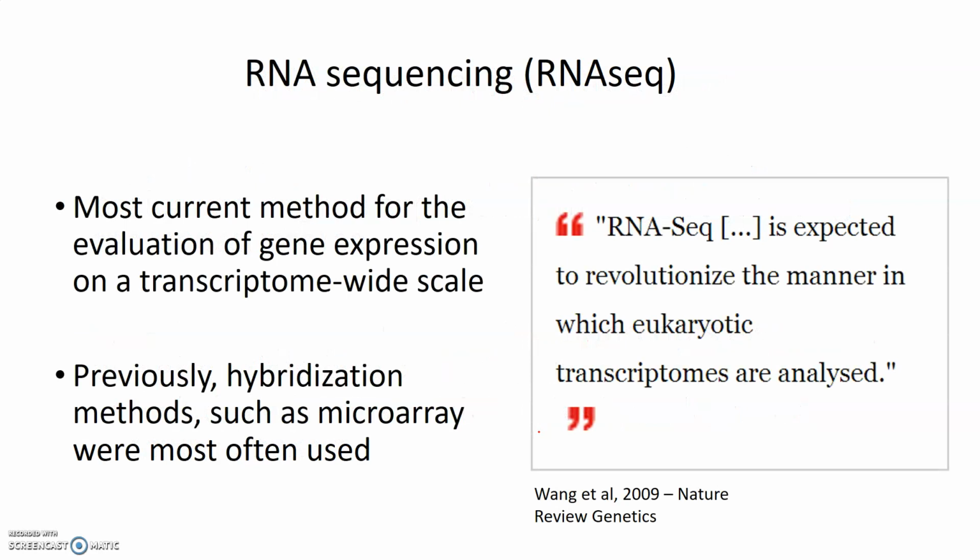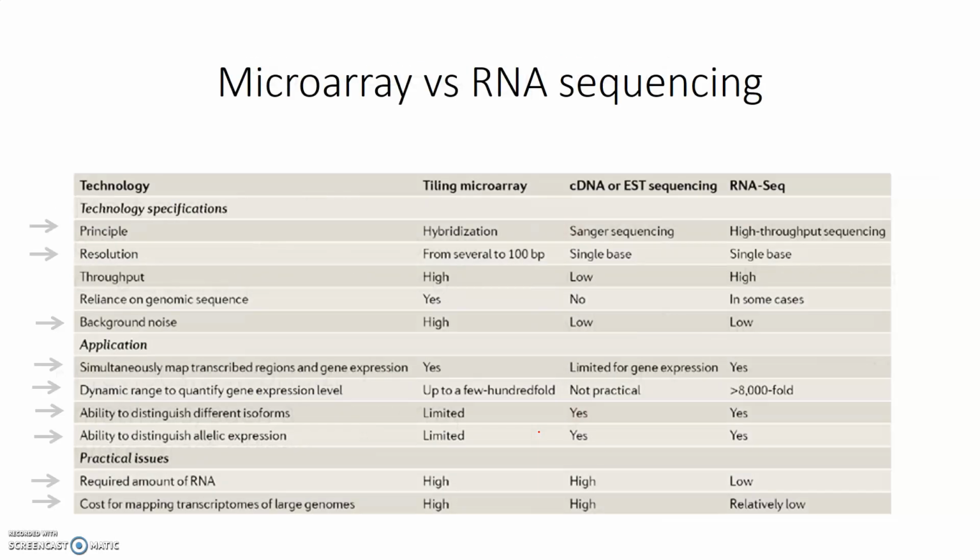RNA sequencing is the most current method for the evaluation of gene expression on a transcriptome-wide scale. As we discussed previously with our evolution of the technology, hybridization methods such as microarray were most often used. And we won't spend a tremendous amount of time on this, just to pinpoint a few key differences between how our technology has evolved and how RNA-seq is really helping us evaluate these transcripts on a transcriptome-wide scale.